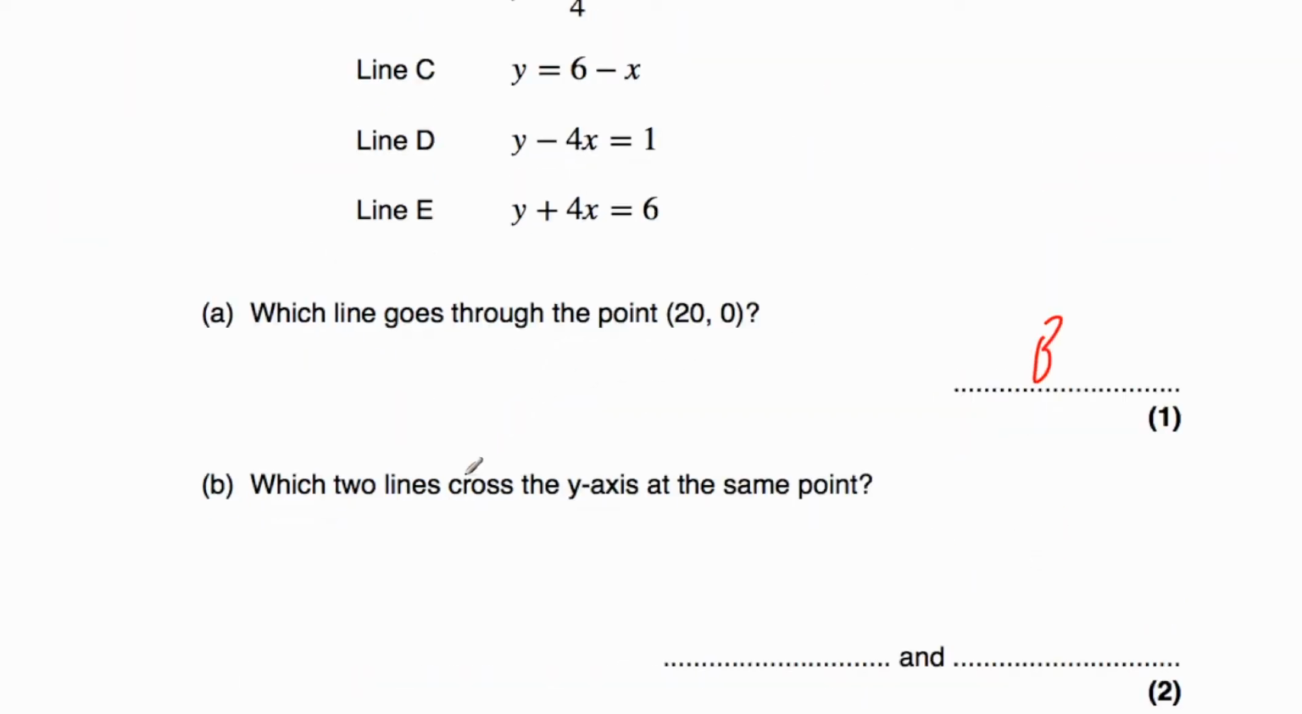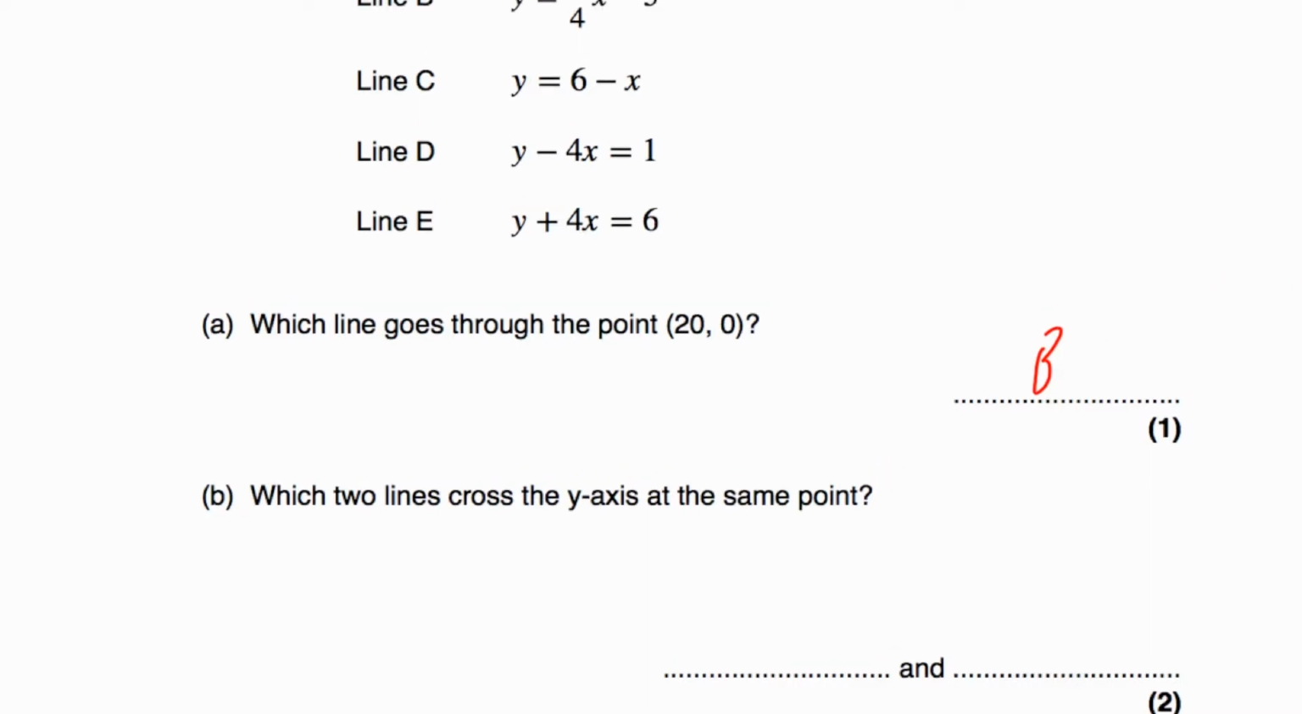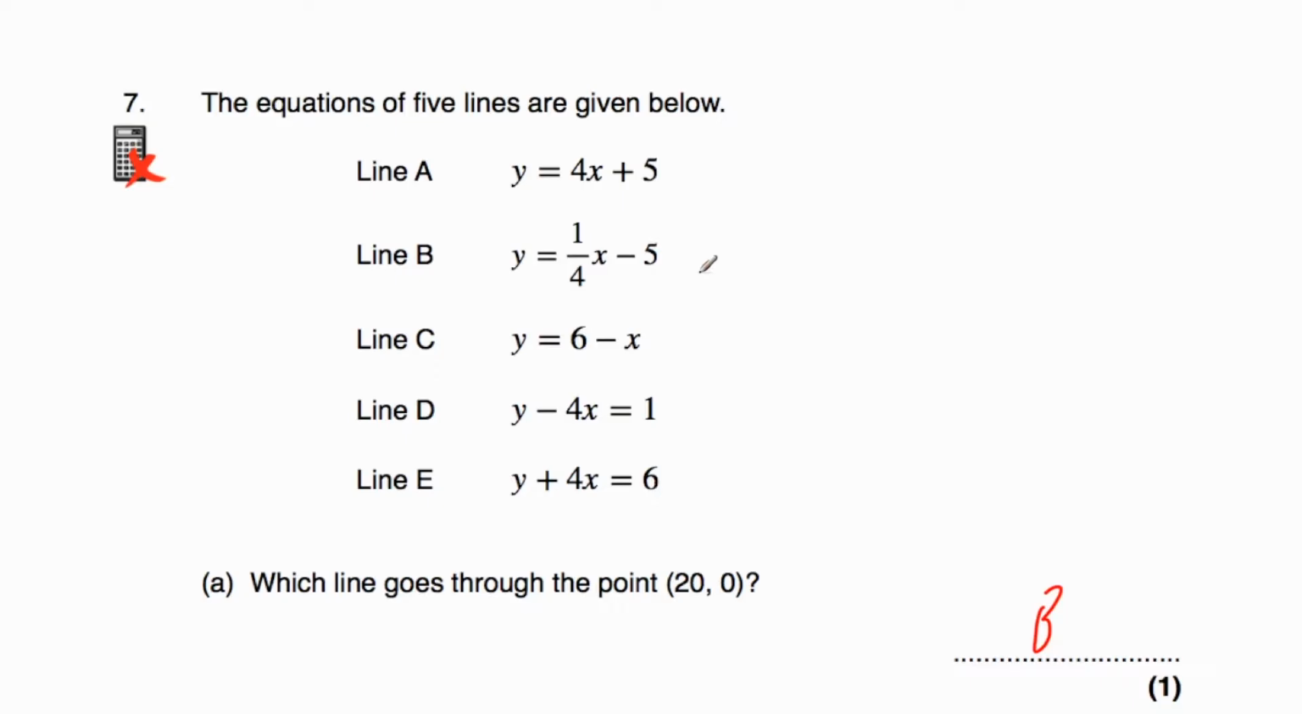Okay, part B. Part B says which two lines cross the y-axis at the same point. So in other words, which two lines have got the same y-intercept. So let's find the y-intercept of each of the lines. To do that, I'm going to make y the subject for each of them, and then I can see the y-intercept really nicely. So here we can see this one has a y-intercept of 5. This one's got a y-intercept of negative 5, so they don't cross the y-axis at the same point.